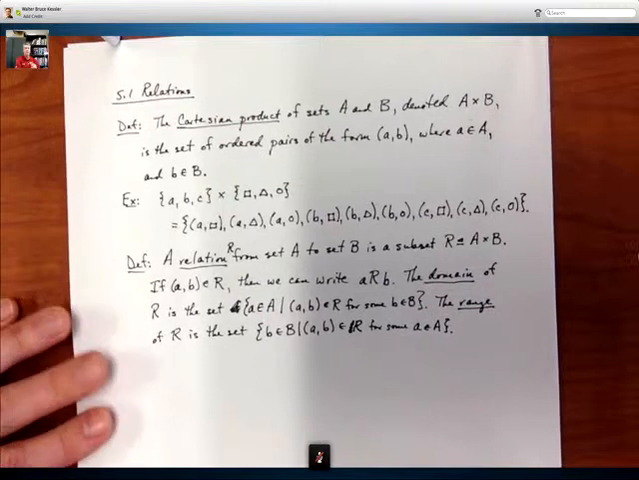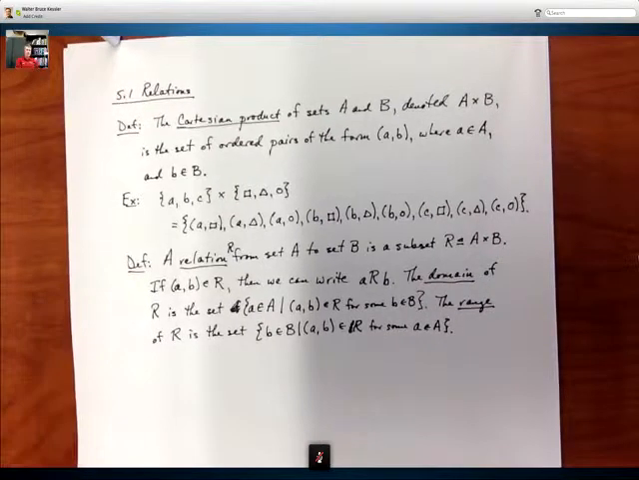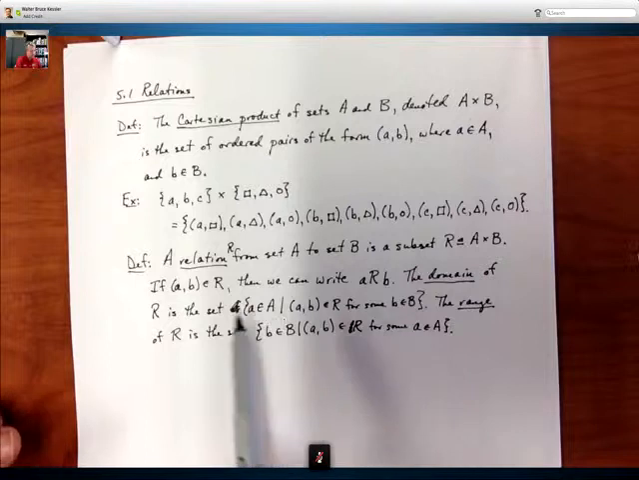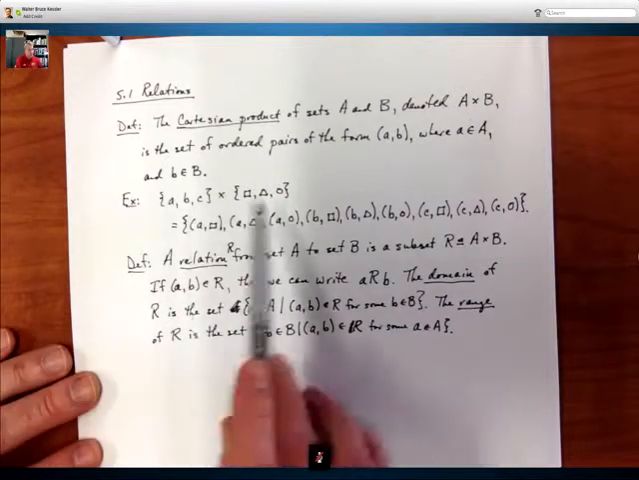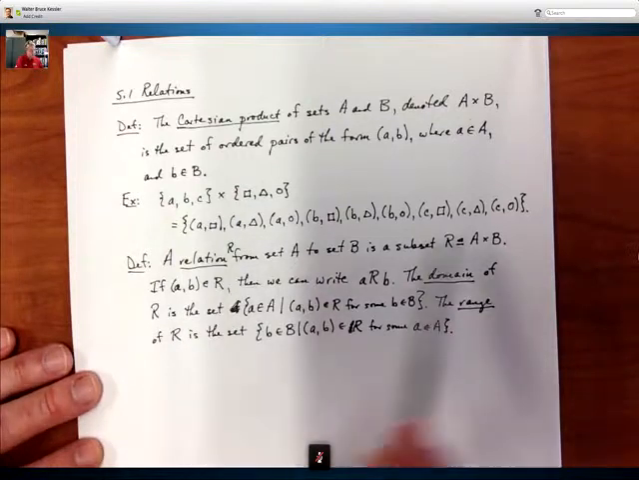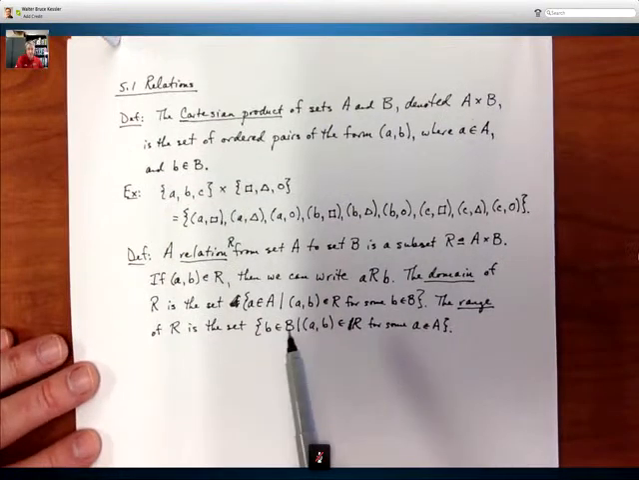It's important to point out that the relation really is more than just having the same sets that you start with. This gives us a Cartesian product, but the relation is some subset of this.